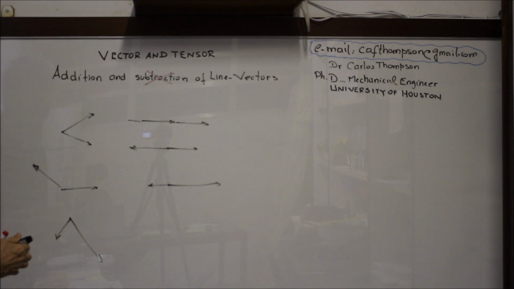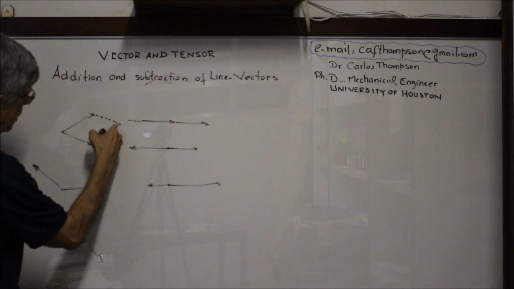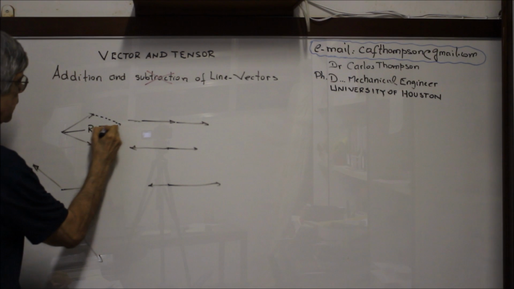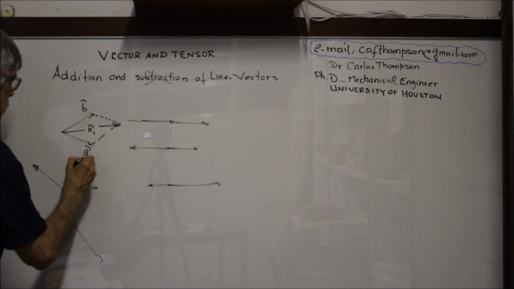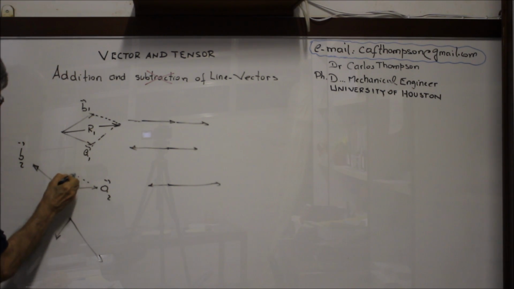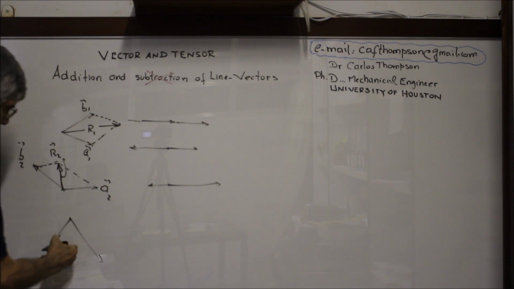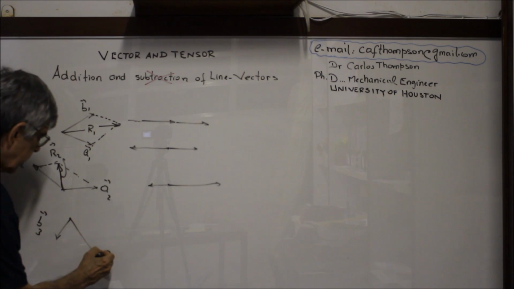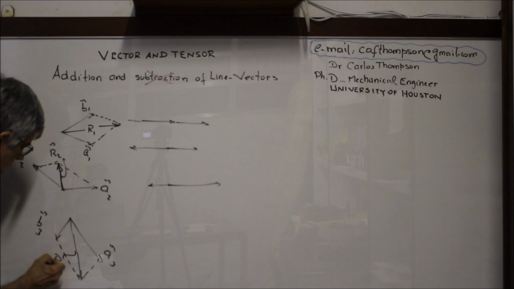Consider this case. I want to add these two vectors, this and this. Let's use the parallelogram, the geometry. This is my R1, case 1, with vector A and vector B, so R1 is A plus B. Let's call them A1 and B1. Here are A2 and B2. In this case the parallelogram will be like this, with this parallel and this parallel. So this is my R2, my resultant. And in this case here we have B3 and A3. Let's use the parallelogram and the geometry. This is my R3.